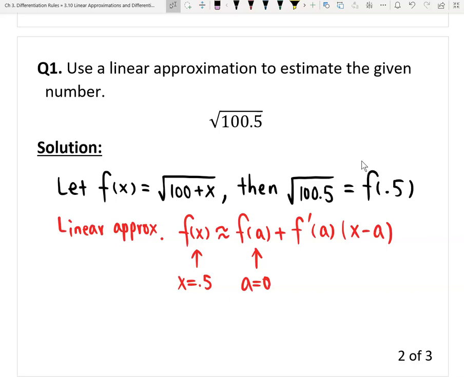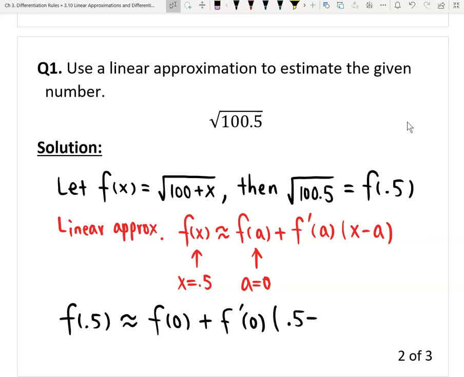The derivative at 0, of course, we can evaluate later easily. So x minus a we also know is 0.5 minus a, right? And then I will get this form. f at 0.5 can be approximated by f at 0 plus f prime at 0 times what? x is 0.5, a is 0. So this we call the linear approximation for f at 0.5.